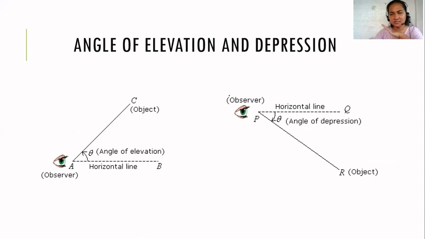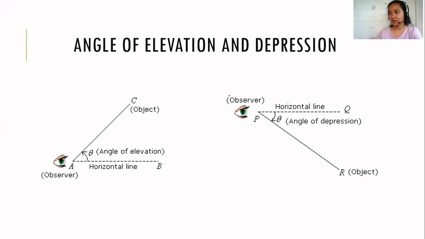Okay, although this topic has a lot of applications, we're only going to focus on elevation and depression. Let's proceed with angle of elevation. This angle of elevation is the angle between a horizontal line from the observer and the line of sight to an object that is above the horizontal line. It is also known as the worm's eye view.